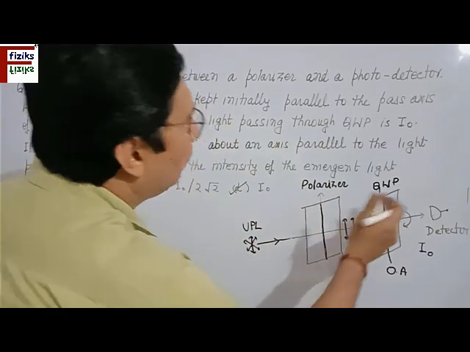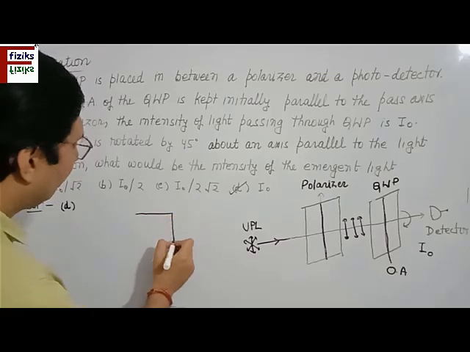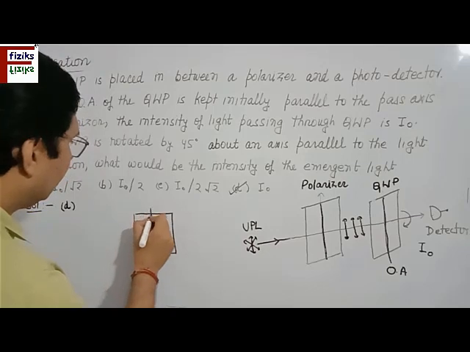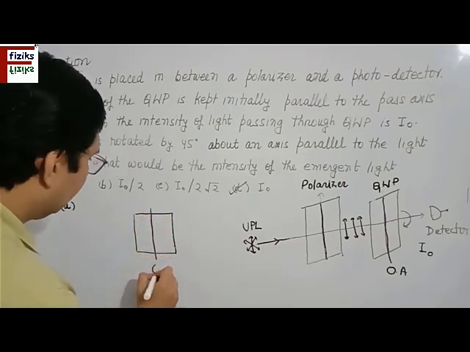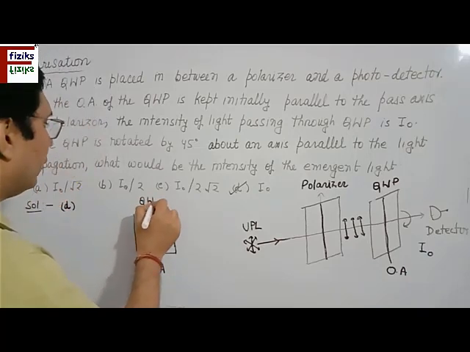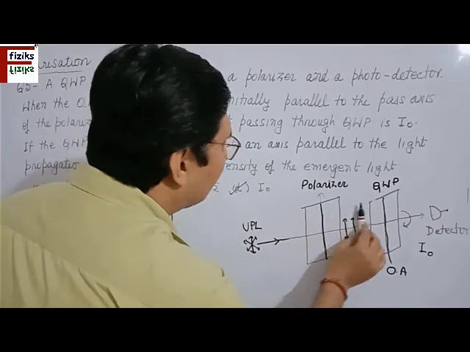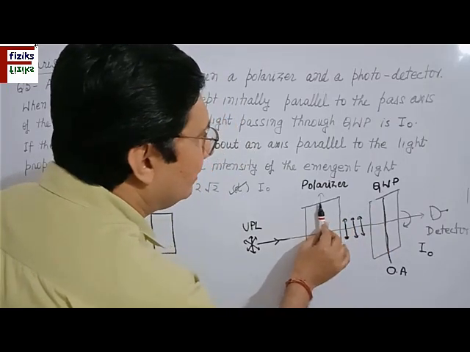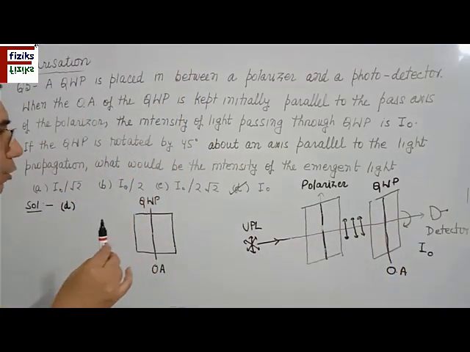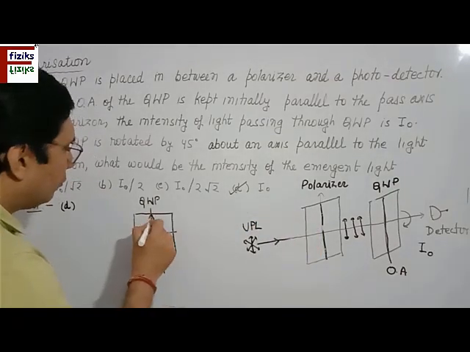Now these electric components are incident on the quarter wave plate. Suppose this is the face of the quarter wave plate, and this is the optic axis of the quarter wave plate. The electric vectors emerging from the pass axis are parallel to the pass axis, and initially the pass axis and this optic axis are parallel. So these electric vectors will be incident parallel to the optic axis.